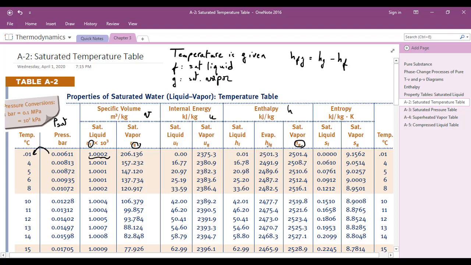So one can say, okay, we have Hg and Hf, so all we need is just to subtract Hg minus Hf. So why do we need this additional column? What they did is they did the subtraction for us and put it into a new column, because Hfg is very important and is called the latent heat of vaporization.